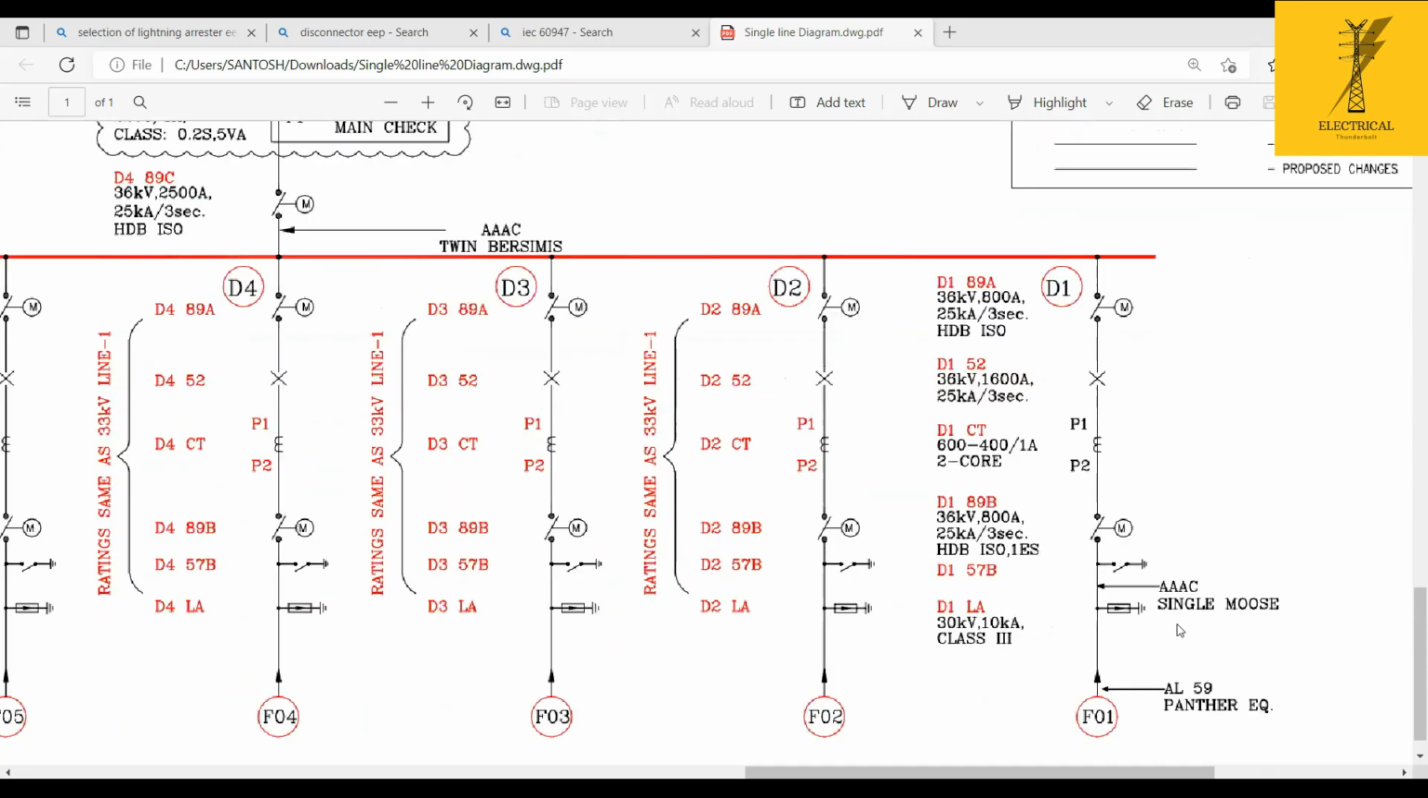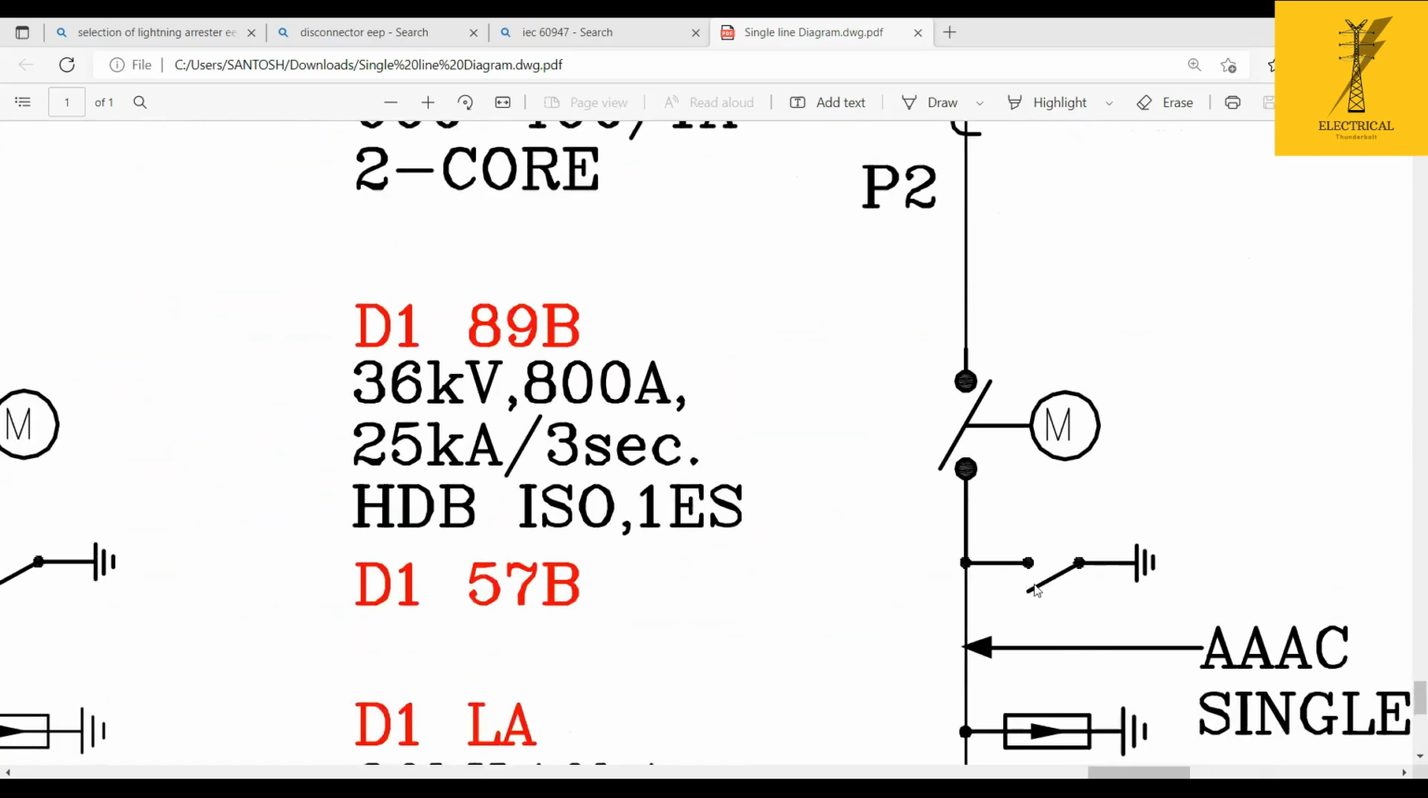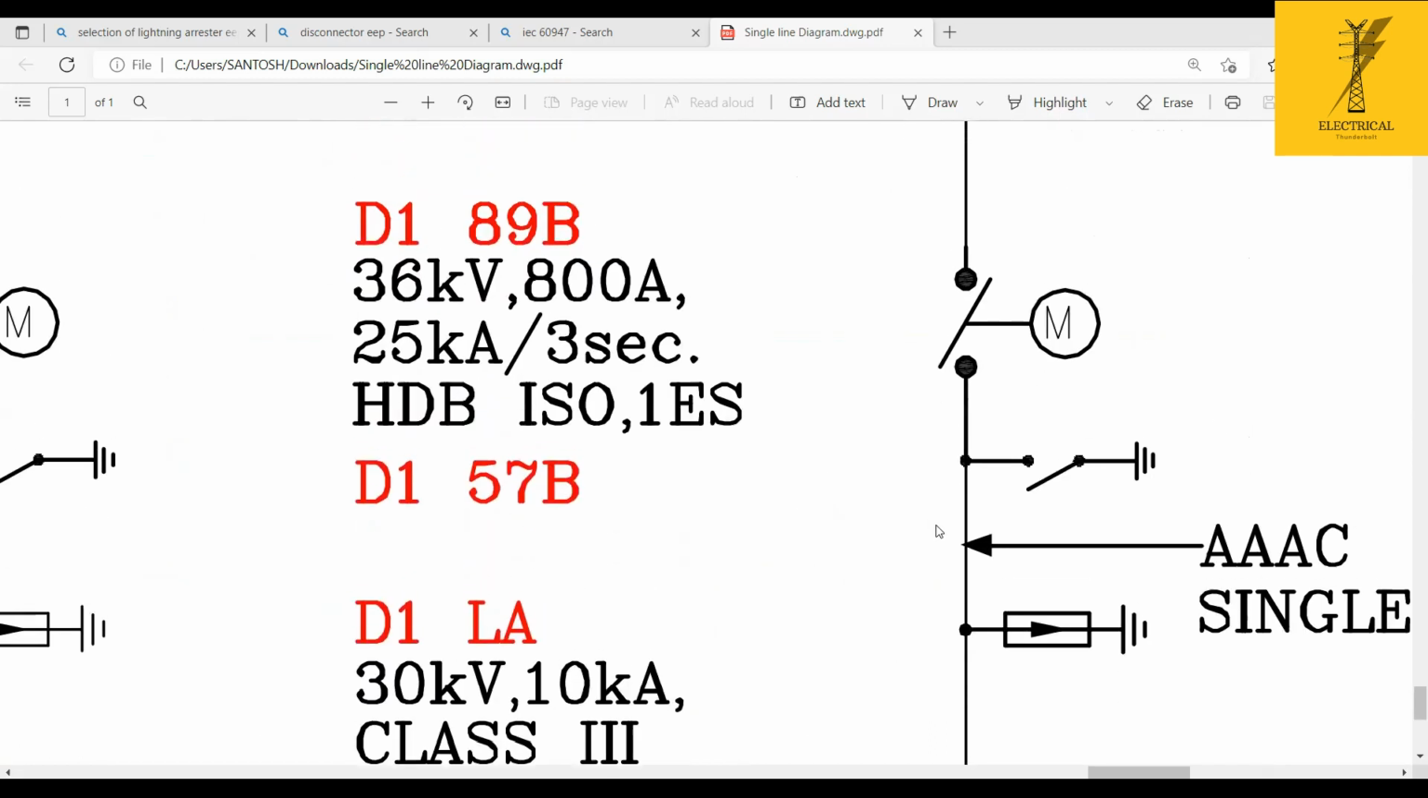In today's session, we talk about the isolator, and tomorrow we will talk about the lightning arrestor. So for now, let's discuss the selection of the isolator or disconnector, whatever it may be. The IEC standard is 60947, and the Indian standard is IS 9921. So this is the disconnector, under 60947 or 60129.